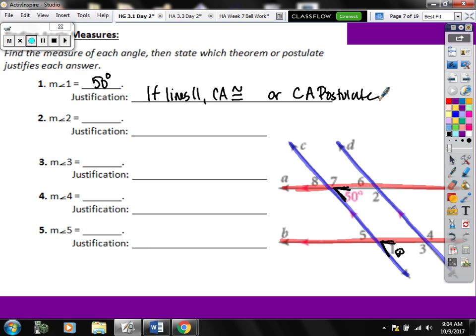All right. Angle 2. Let's look at angle 2. How big would angle 2 be? Joseph? 130. How do we know that? Joseph? Alternate interior angles. Oh wait, no.